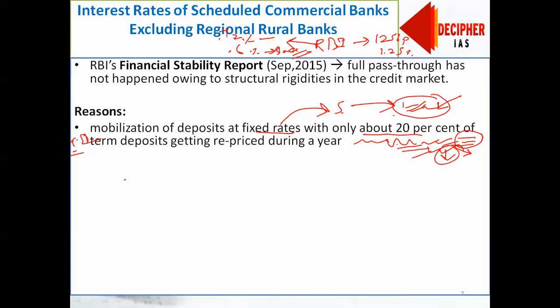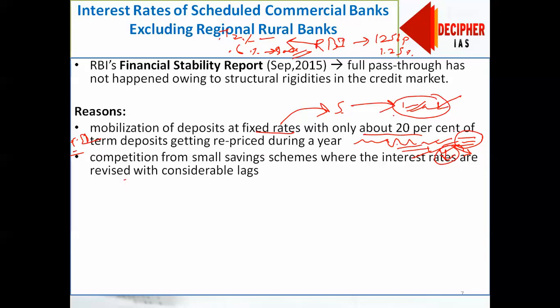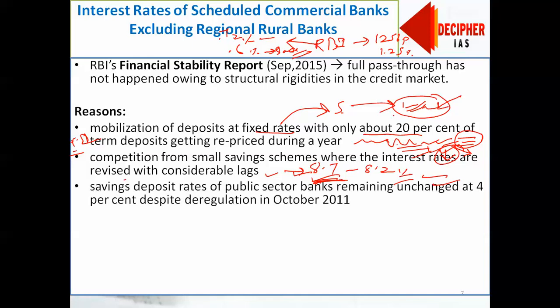The next point is the competition from small saving schemes, where the interest rates have been revised with considerable lags. You would have heard the news that recently the interest rate on the small saving schemes has been reduced from 8.7 to 8.2%, I think, in case of PPF. So this was a good move by the government, so that it increases the competitiveness of banks with these small saving schemes. Now the third point is the saving deposit rates of public sector banks have remained unchanged at 4% despite their deregulation in October 2011.